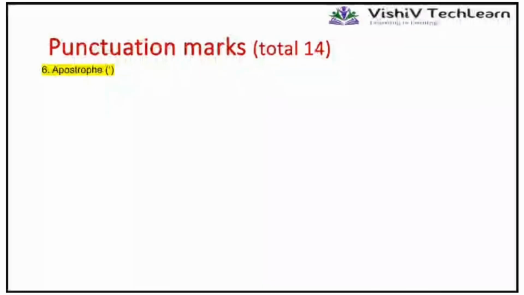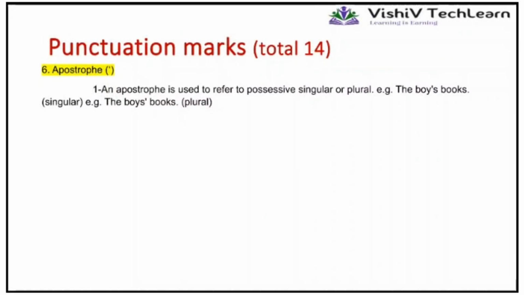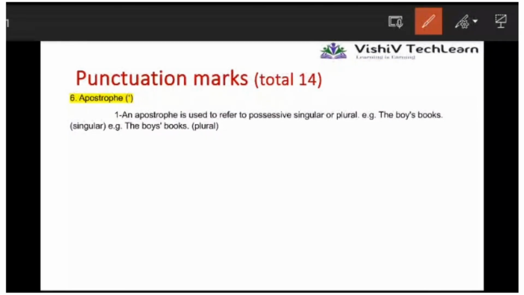Now let's go to the next punctuation mark, the apostrophe. The apostrophe is actually a very tricky punctuation mark to use, and many students and learners make mistakes while using it. So, the first use of the apostrophe: it is used to refer to the possessive, singular or plural. The example is the boy's books. This is singular. The boys' books. This is plural. If you look at both, there is an apostrophe between y and s in the first example, and in the second example the apostrophe is after the s. So this is for singular and plural.